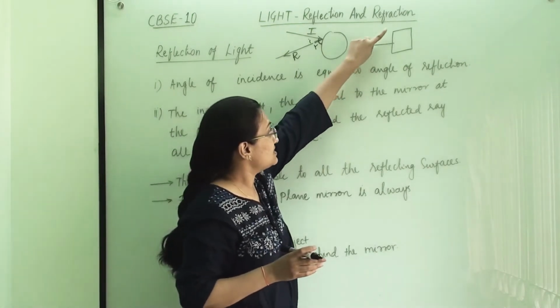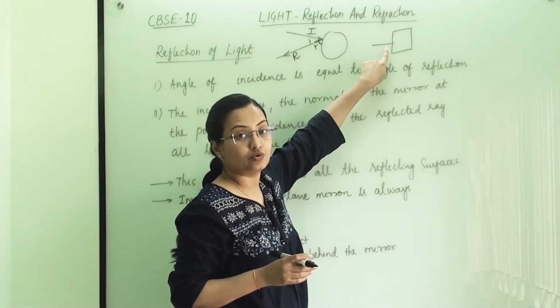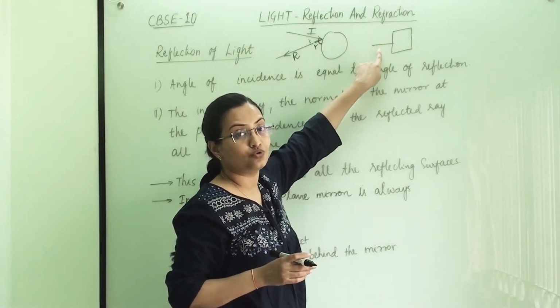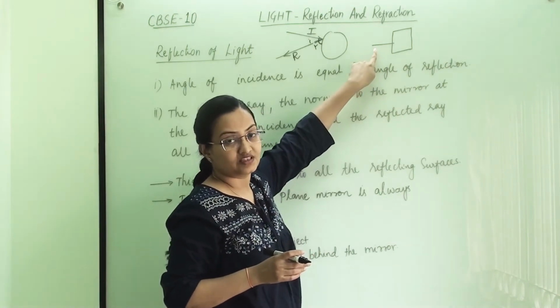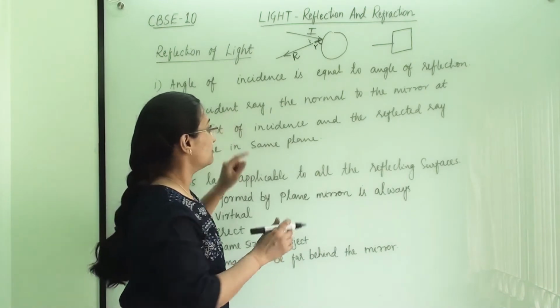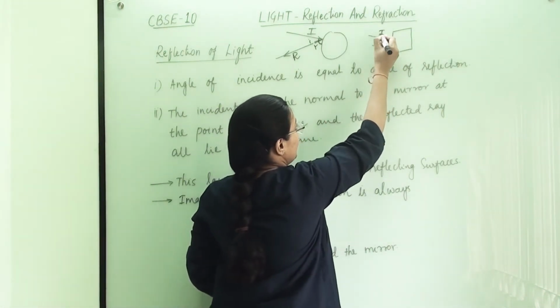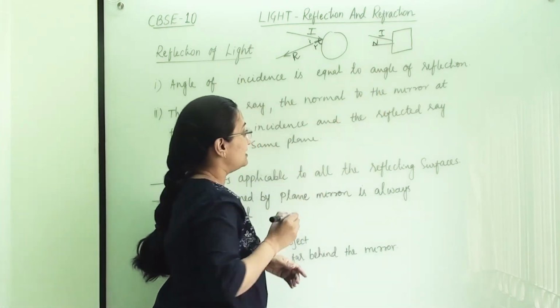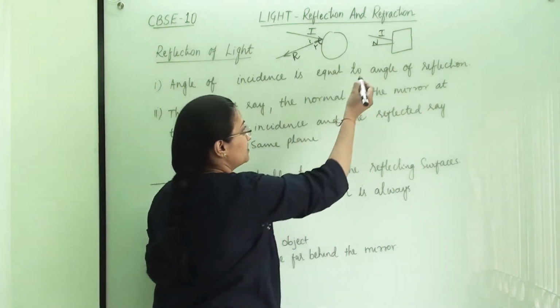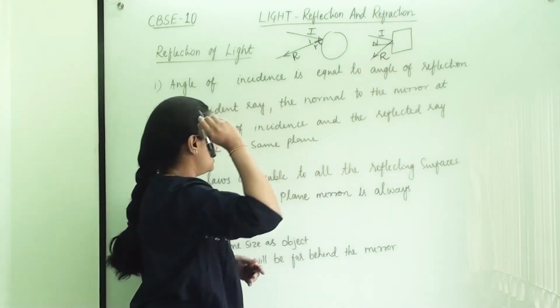So this is a vertical mirror, then this will be the perpendicular line to that, and this is known as the normal to the mirror. Then the incident ray, the ray which will fall on the mirror, then the normal to the mirror, then the reflected ray. The reflected ray goes back, this is the reflected ray.